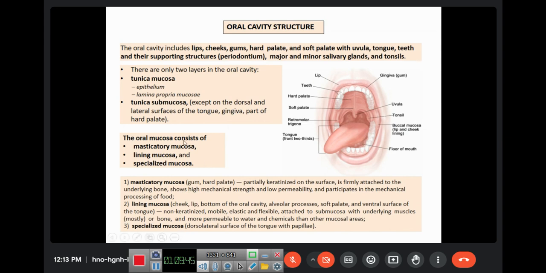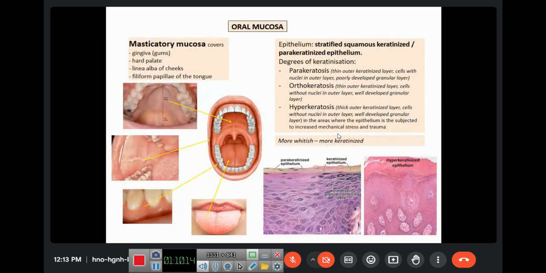Specialized mucosa is the third type of mucosa. It covers the dorsolateral surface of the tongue. It is specialized for tasting because it includes the lingual papillae, which cover the dorsal and lateral surface of the tongue, and some of these papillae have the taste buds with receptor cells for taste sensation.